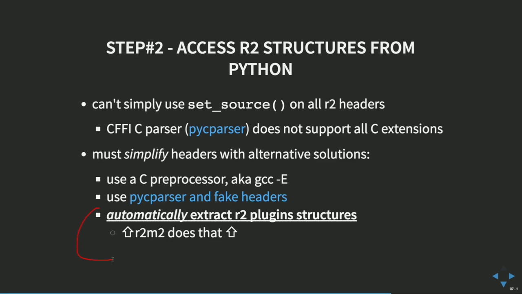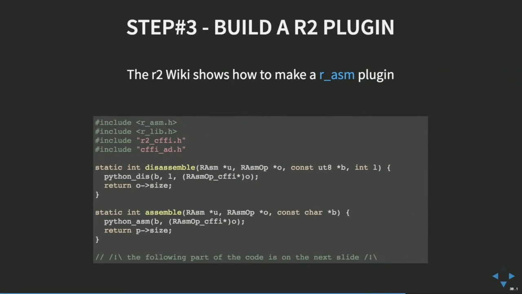So what I did, I chose to extract R2 plugins myself using a really simple Python script in order to remove these limitations. And the third step you need to take is to build an R2 plugin in C. You can check the R2 wiki, because they have a really nice example on this link. I won't describe that today because that's, I guess, too much information. And that's exactly the same as we did in Python five minutes ago, but in C. So you need to define a disassemble function, an assemble function, and you need to fill a C structure. And that's it. You get an R2 plugin in C.